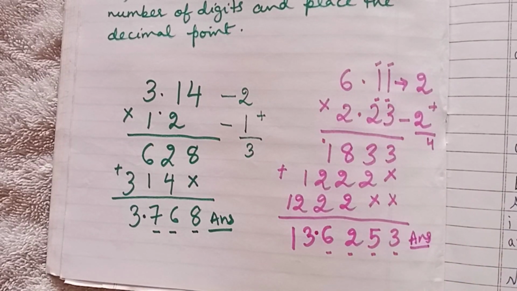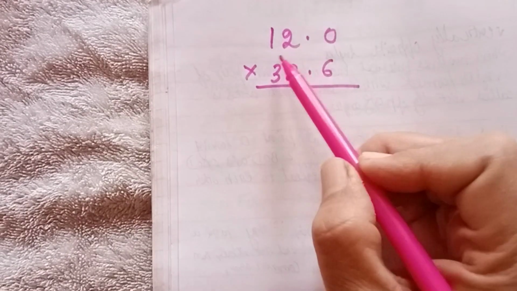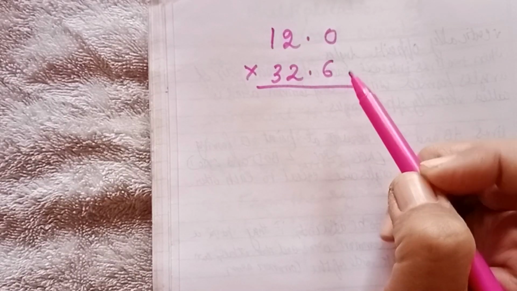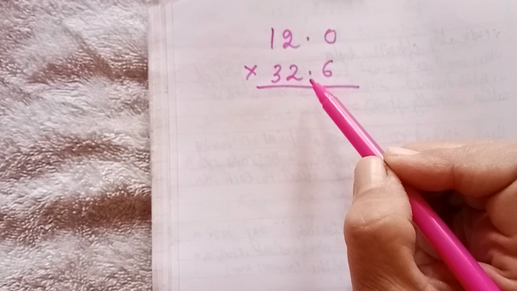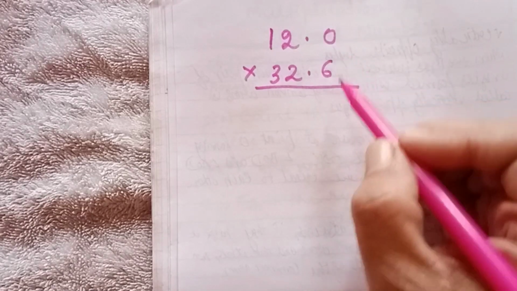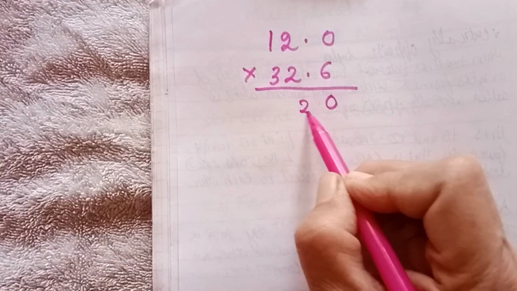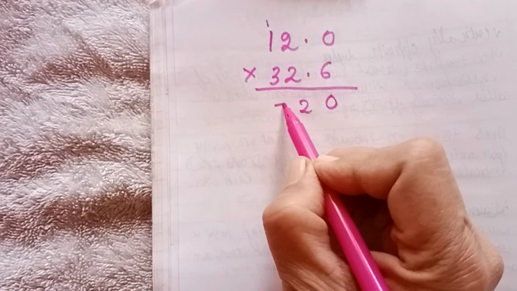So let us take one more example. Here it is 12.0 into 32.6. First we will do normal multiplication and ignore the decimal points. So 6 into 0 is 0. 6 into 2 is 12, so here 2 and 1 carry. 6 into 1 is 6 plus 1 is 7.